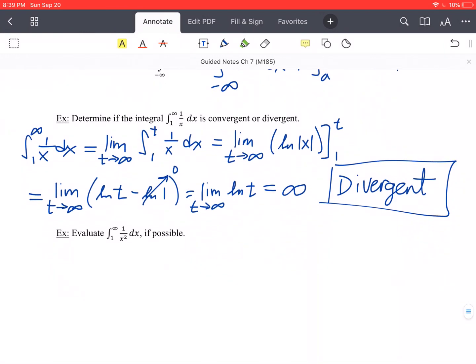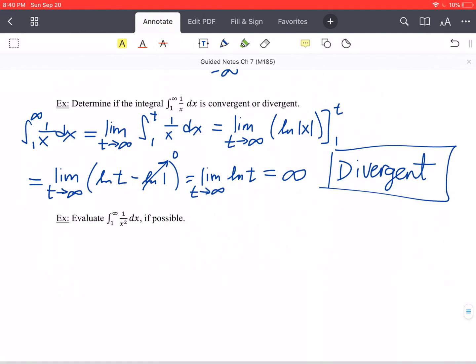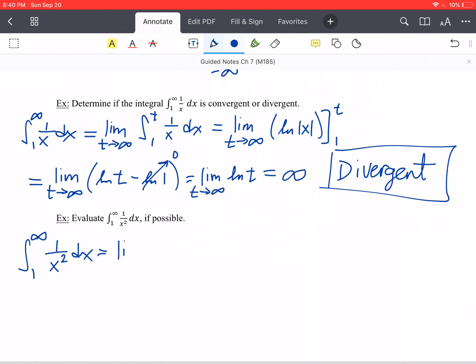Now we have a similar looking one. We have the integral from 1 to infinity of 1 over x squared dx. Let's set it up again the same way. This is going to be the limit as t approaches infinity of the integral from 1 to t of 1 over x squared dx. And don't forget to include this limit. It is important.